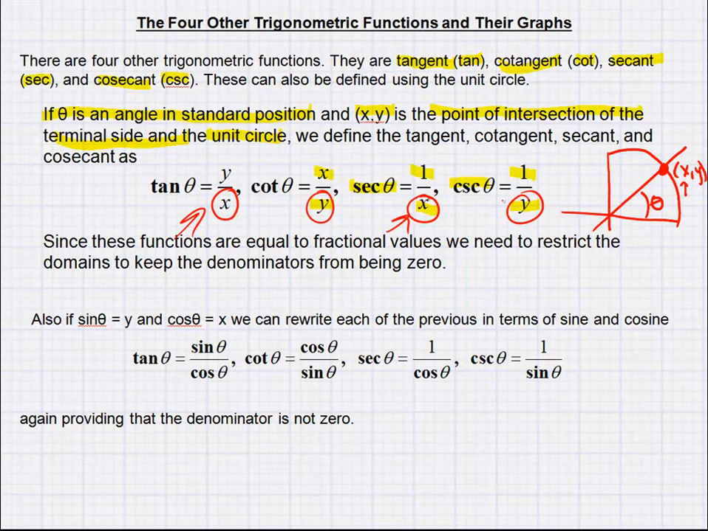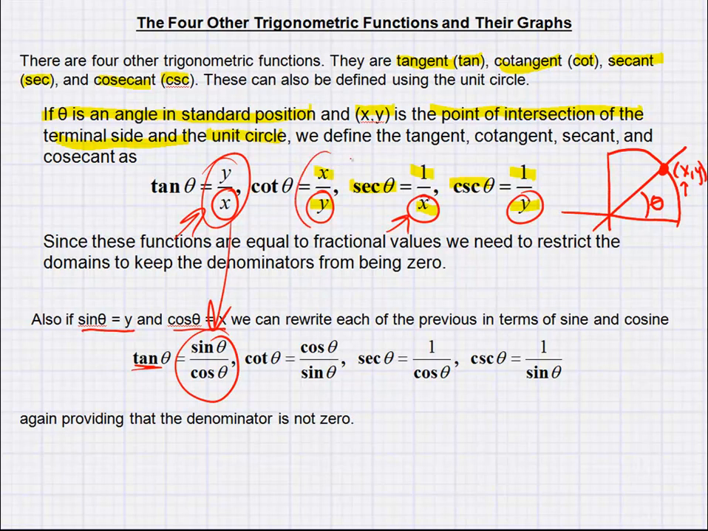All right. First, we can basically look at the tangent, the cotangent, the secant, and the cosecant in terms of sine and cosine. Remember, sine of theta is equal to y and cosine of theta is equal to x. Well, if tangent of theta is equal to y over x, then I can really look at it as sine over cosine.